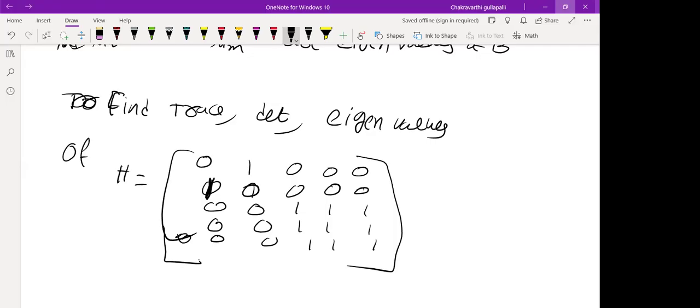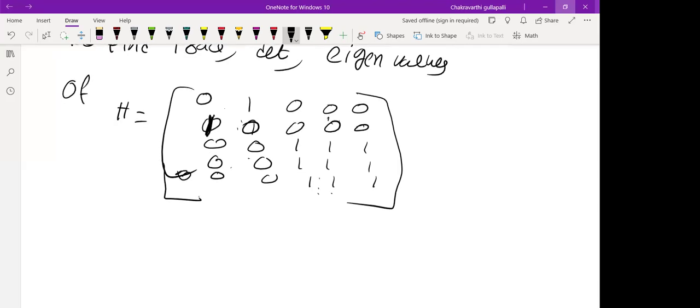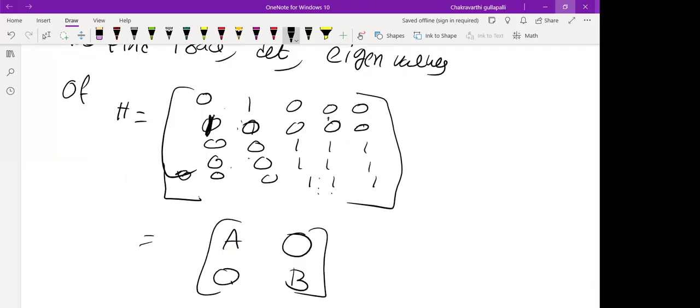So first we have to identify that it is a block diagonal matrix. Don't reduce it to this form. If it is in that form, apply it. These two blocks need not be square, they can be rectangular. We are interested only in A and B. If these two are square matrices, then only we can talk about trace, determinant, and eigenvalues. Now, what is our A? This is in the form [A 0; 0 B], where A is [0 1; 1 0] and B is the 3 by 3 matrix of all ones.